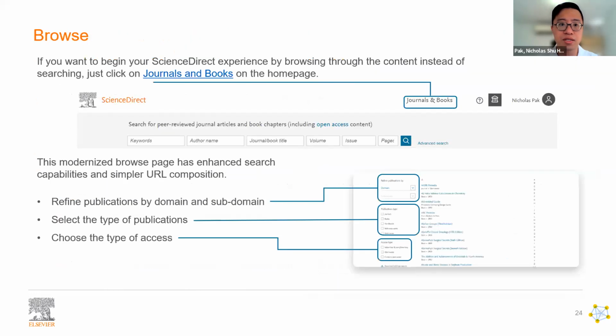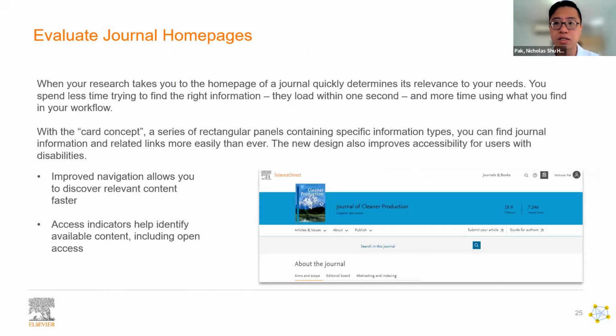So we talk about all this, right? And then one of the other things that you can also do is to browse through content by using the journals and books tab itself. You can refine for publications by the domain and subdomain. You can choose the type of publications and the type of access. So some of you also will be wanting to know more about journals itself, because you want to know about the content you're reading and where it comes from. So we have what we call journal homepages. This allows you to go to the journal homepage.